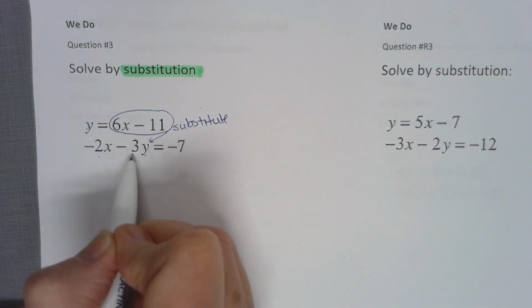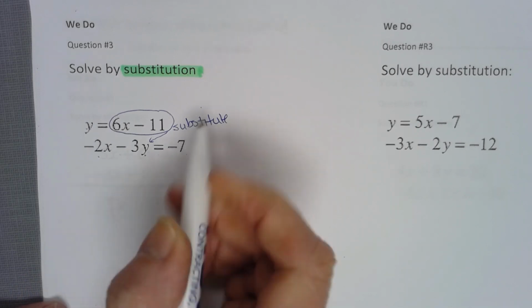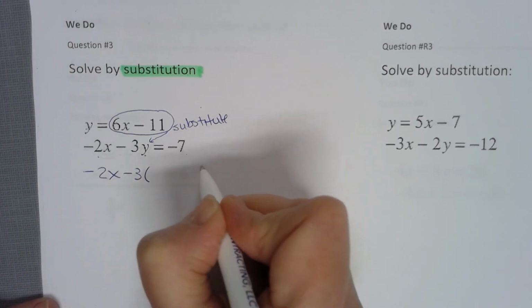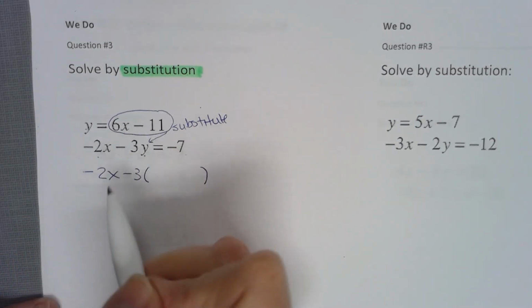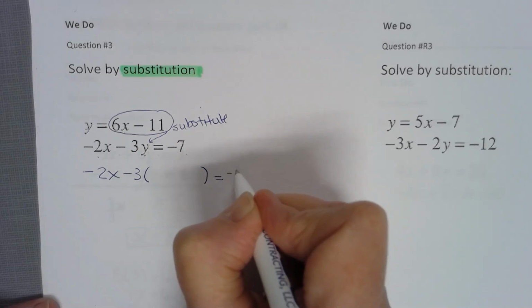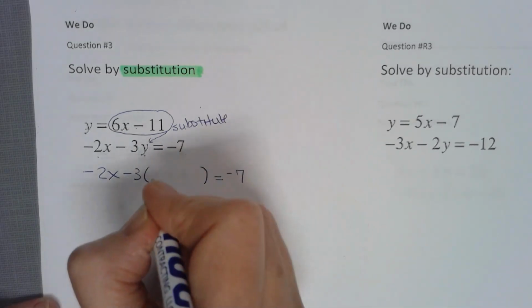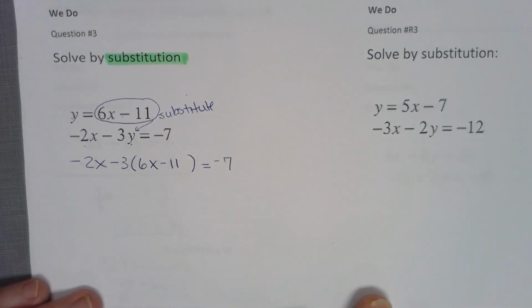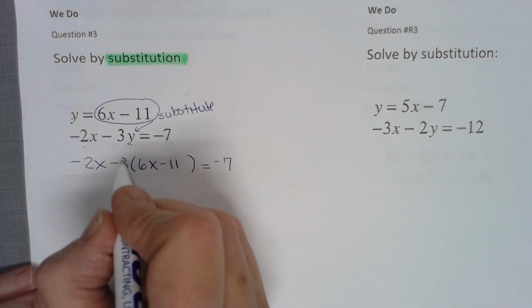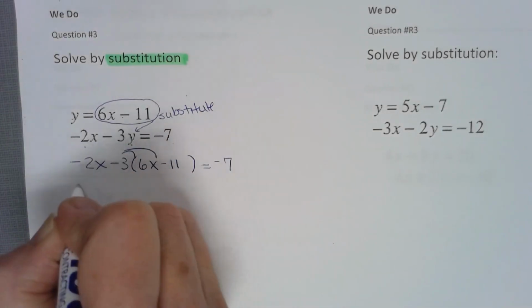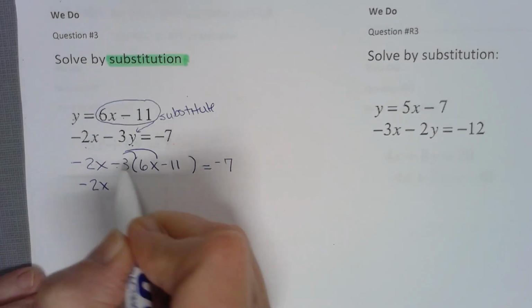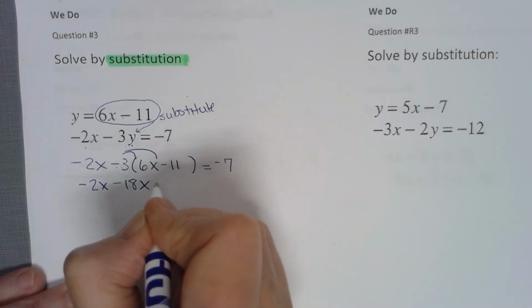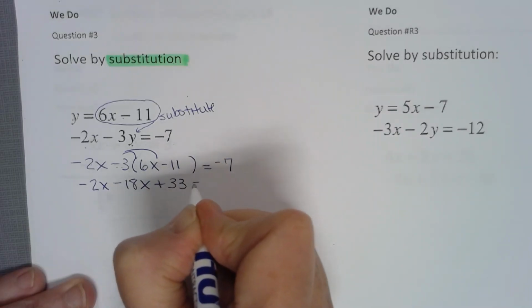Okay? So what is this going to sound like? Negative 2x minus 3 blank equals negative 7. So let's write that. Negative 2x minus 3 blank, and this time we're going to need a big blank because we've got to fit that in there, equals negative 7. And now this goes in the blank. And now we need to solve a multi-step equation. So we're going to distribute first. So I'm going to bring this down since I didn't mess with it. Negative 3 times 6x is negative 18x. Negative 3 times negative 11 is a positive 33.